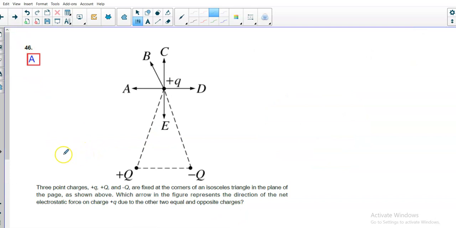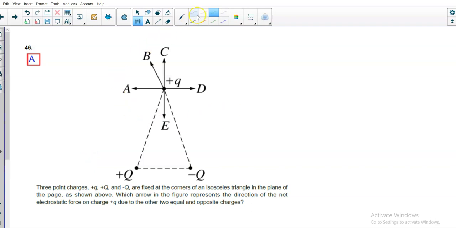46. 3-point charges, Q, little q, and big negative Q, are fixed at the corners of an isosceles triangle. Oh boy, we're getting all geometric. In the plane of the page shown above, which arrow in the figure represents the direction of the net electrostatic force on a little positive Q, due to the other two equal and opposite charges?